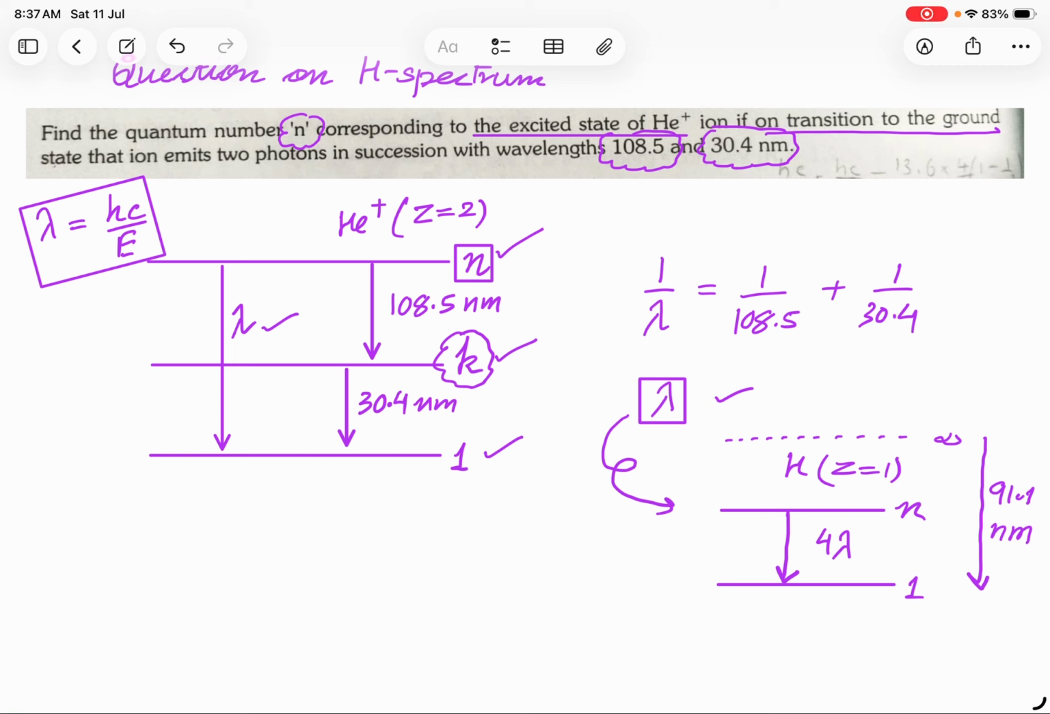So what you can do is write 1 upon 4 lambda would be equal to 1 upon 91.1 multiplied by 1 upon 1 square minus 1 upon n square. And then you can keep substituting the value of n to figure out the value of this particular n. So it will be a few hit and trial. Try with n equal to 2, 3, 4, 5, or any number you can think of. Obviously k you don't have to find, so you start from 3, 4, 5 like that and proceed further.